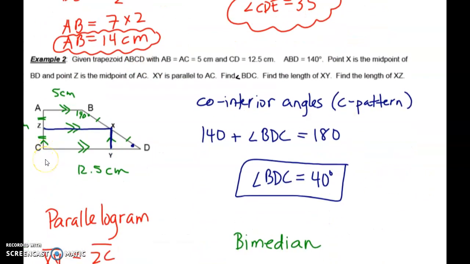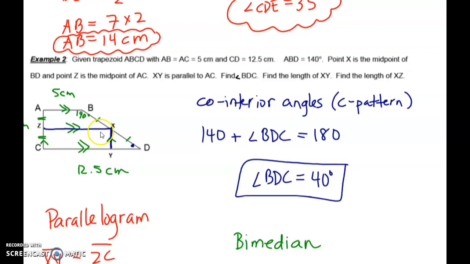Example 2. Given trapezoid ABCD, I know that length AB equals AC, so these are each 5 centimeters, and CD is 12.5 centimeters. Furthermore, angle ABD, so this angle right here is 140 degrees. Now I've got this point X, which is the midpoint of BD, so that means this half equals this half. Point Z is the midpoint of AC, so that equals that.